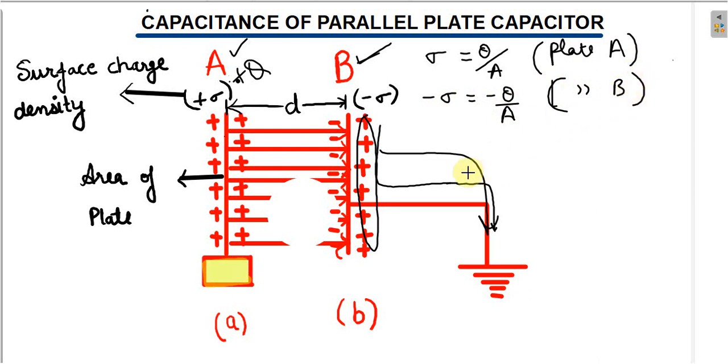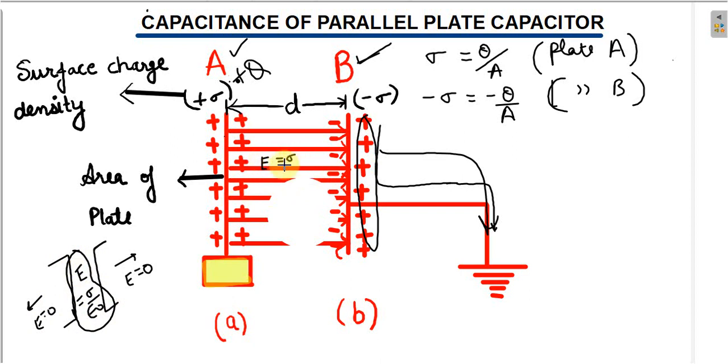As we discussed in the electric field chapter, if we have two parallel plates, then what is the electric field between these two plates? This side electric field is 0 and this side also electric field is 0, and in between the electric field is equal to sigma by epsilon naught. We derived this formula in the first chapter during the electric field topic. So the electric field between two plates of a capacitor E is equal to sigma by epsilon naught. This is the formula of electric field between two parallel plates of a capacitor.